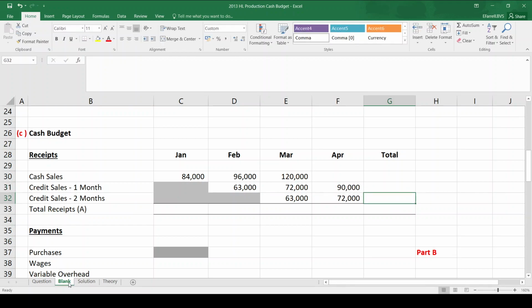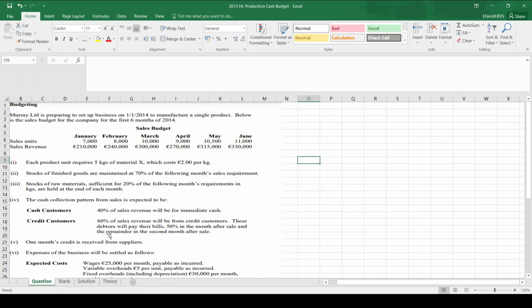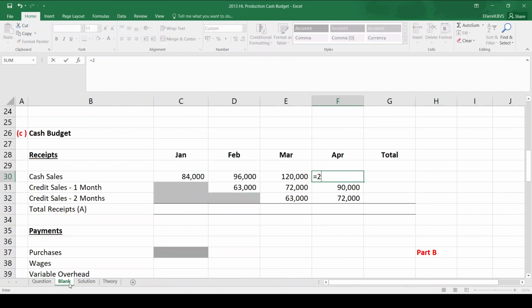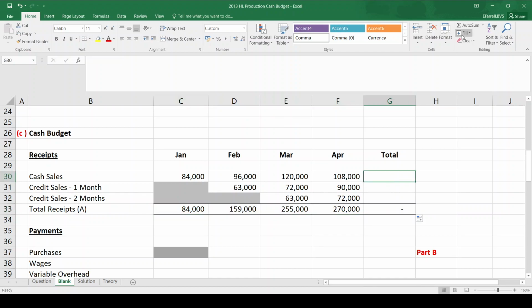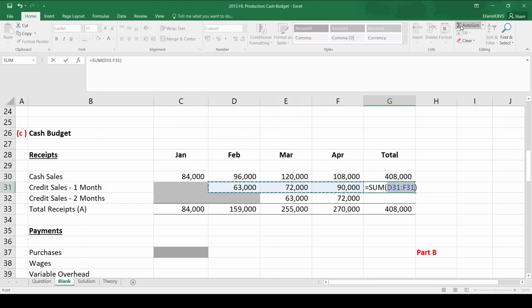And I obviously don't have to do May. Then April is going to be 270,000 out of sales. So it's 270,000 by 40% were for cash. So now I'm simply just going to add these across and total them down. So that comes to 768,000 as total receipts.